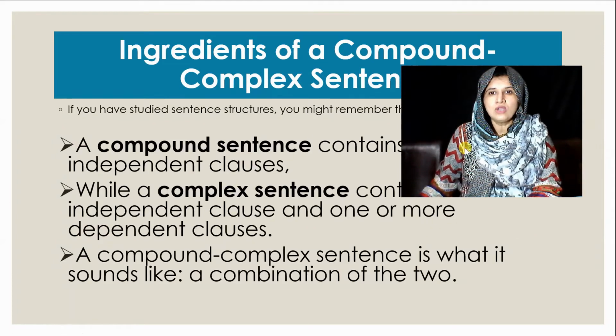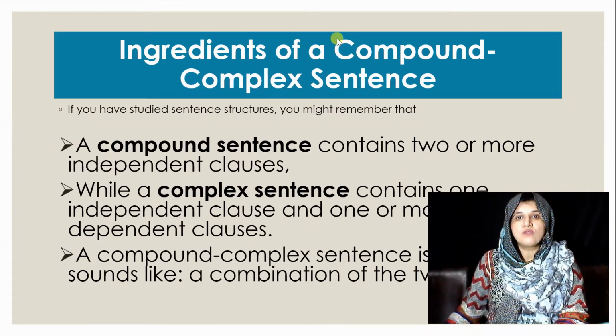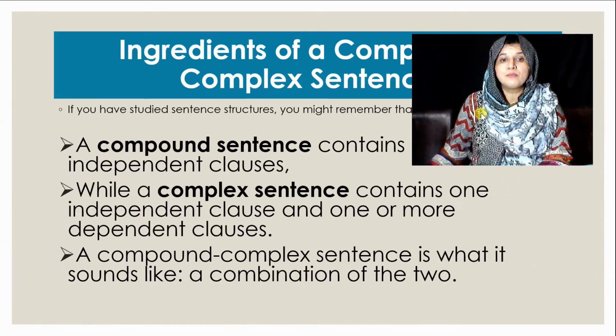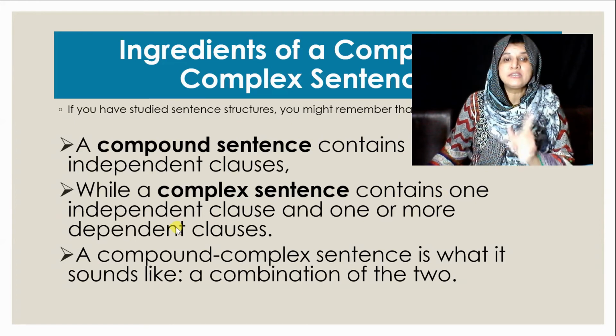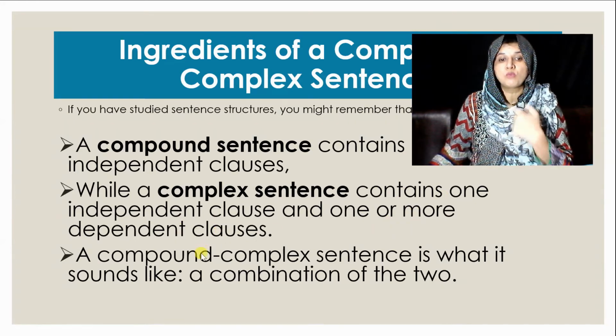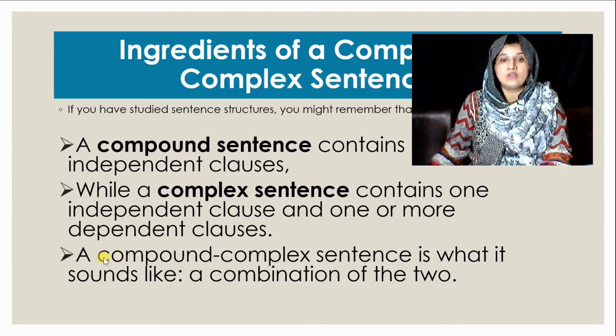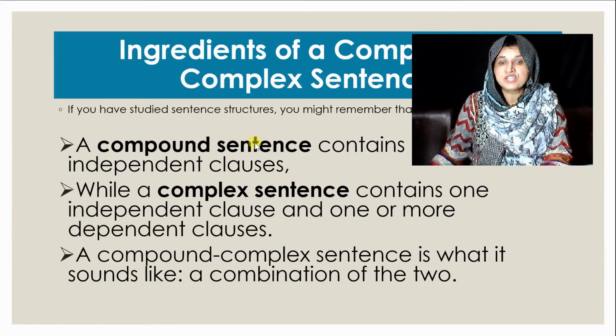Fine. So now we'll see the ingredients of a compound complex sentence. How we structure a compound complex sentence. First of all, we need to understand that a compound sentence contains two or more independent clauses, while a complex sentence contains one independent clause and one or more dependent clauses. On the other hand, a compound complex sentence is what it sounds like. It's a combination of both a compound sentence and a complex sentence, right?